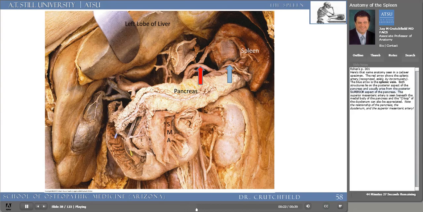of the pancreas. The superior mesenteric artery is seen beneath the medial body of the pancreas, and the C-loop of the duodenum can also be seen. Note the relationship of the pancreas, the duodenum, and the superior mesenteric artery.